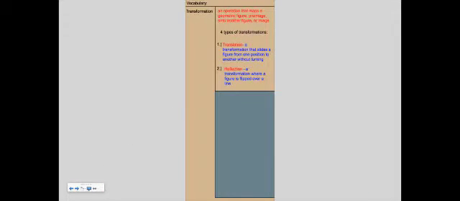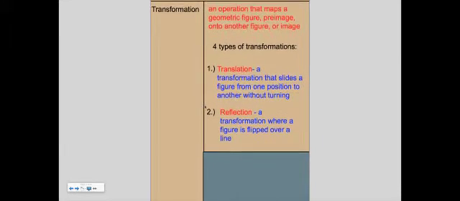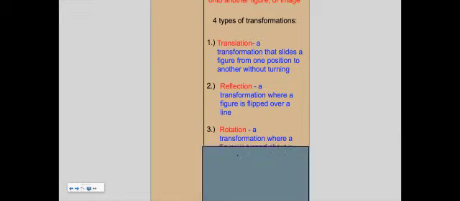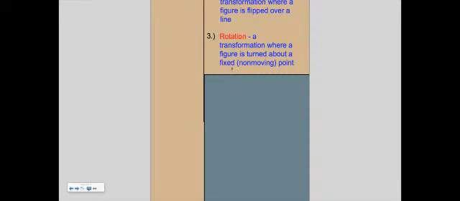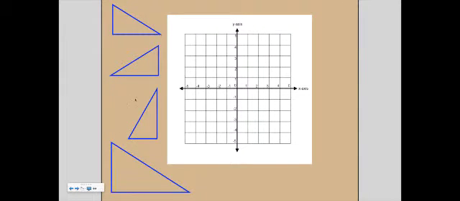So let's look here, and your textbook defines a rotation as a transformation where a figure is turned about a fixed non-moving point. Okay, so you might be thinking, well, what does it mean to have a non-moving point or have a moving point? So let's look over here. Let's say I take this triangle here, and we'll just put it right here.